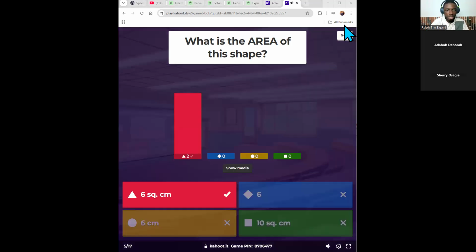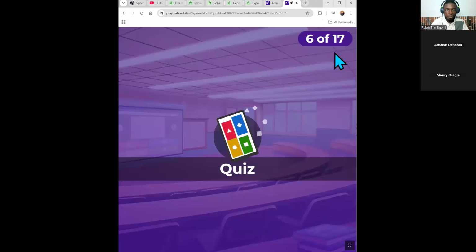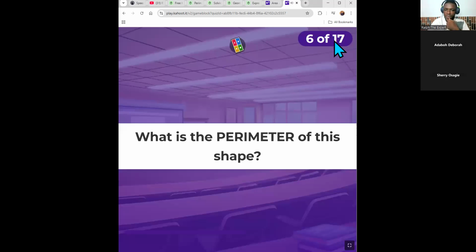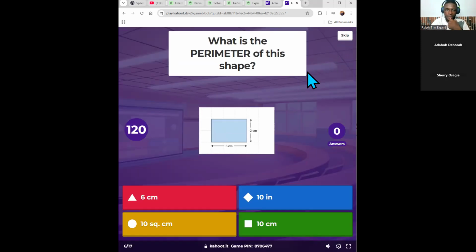The next one we have, what's the perimeter of this shape? Oh, this is perimeter. It's the same question, but it's the perimeter.